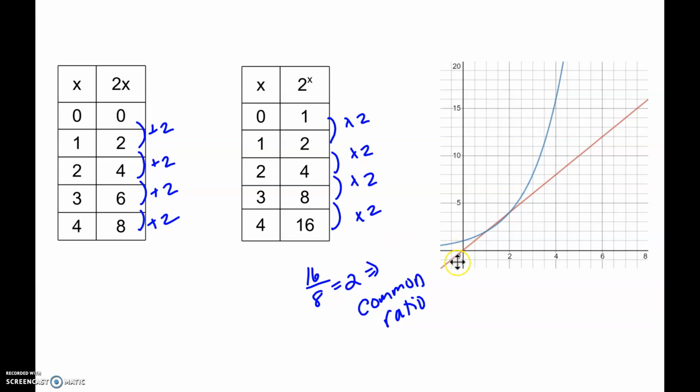If we were to go ahead and plot the points, the values from the first table are this red line, and the values from the second table are shown in the blue graph, which definitely is not linear. That's what an exponential graph would look like.